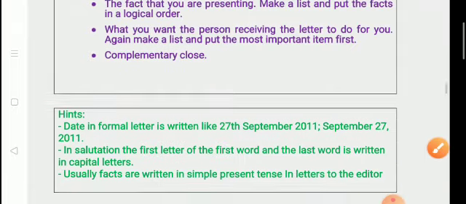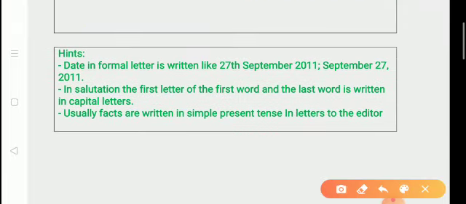And some hints I am giving to you, like how to write the date. Date in a formal letter is written as it is mentioned here, 27 September 2011, or you can write it this way also, September 27 2011. And you can also write, as today's date is 25th July 2020, or July 25, 2020.